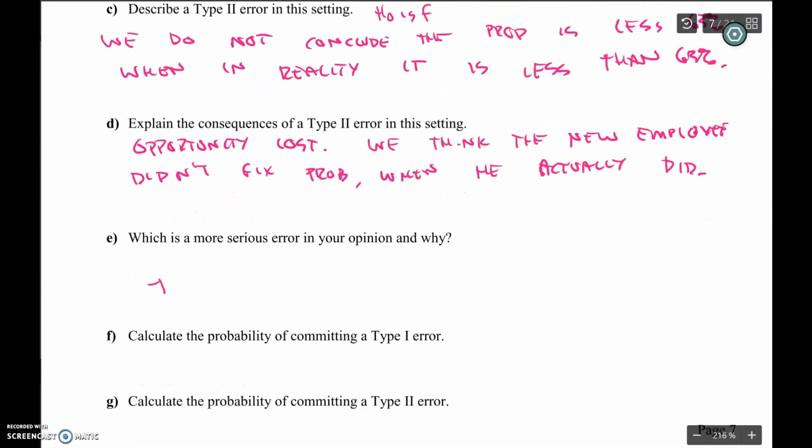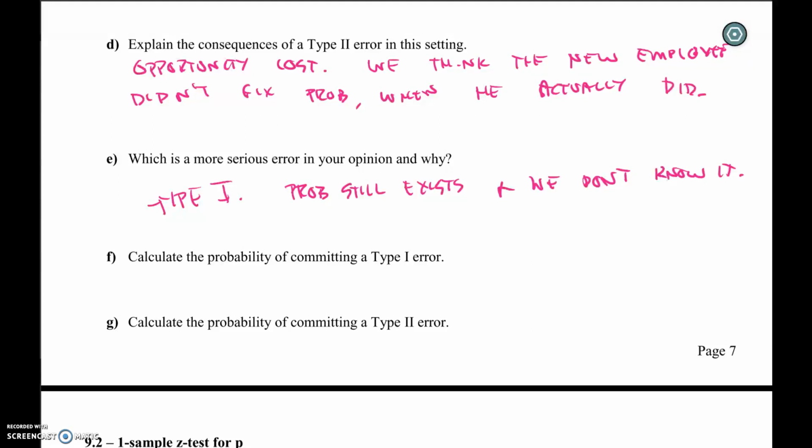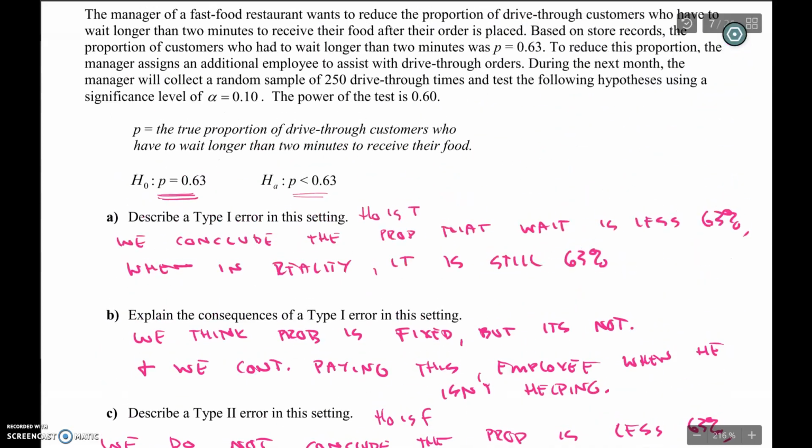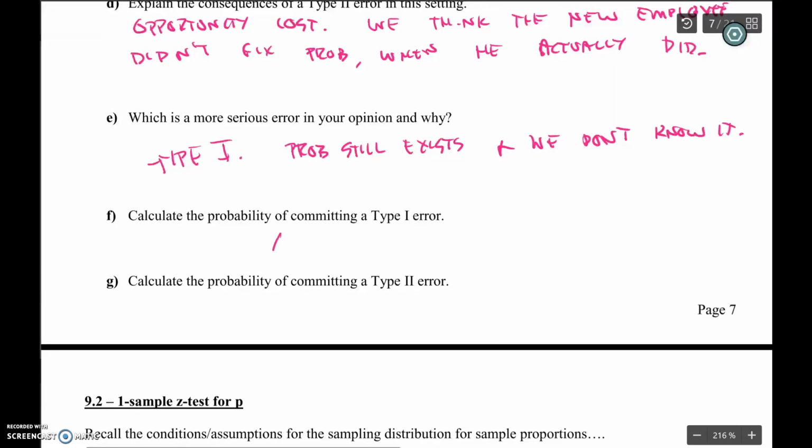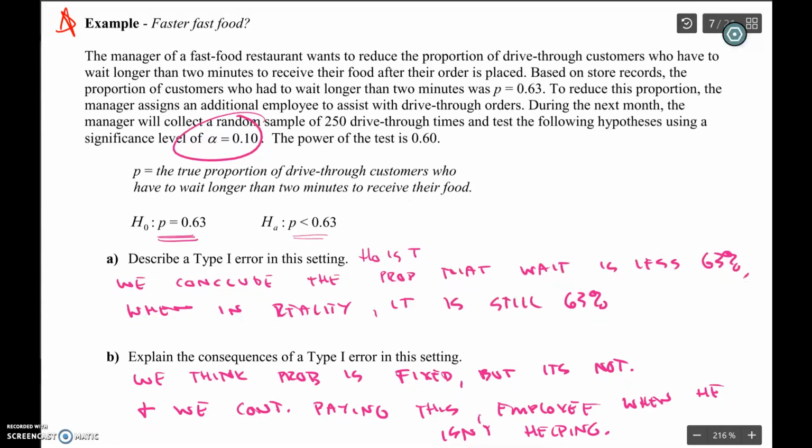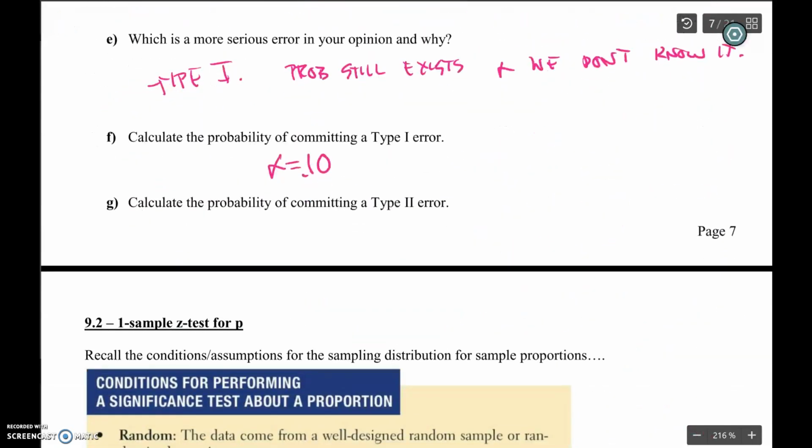Which one's more serious? Type 1 error. Why? The problem still exists, and we don't know it. Also a waste of money and stuff, but whatever. Calculate the probability of committing a type 1 error. That's our alpha value. Type 1 error is the alpha value. Probability of committing a type 2 error. That is the complement of the power. That's it.